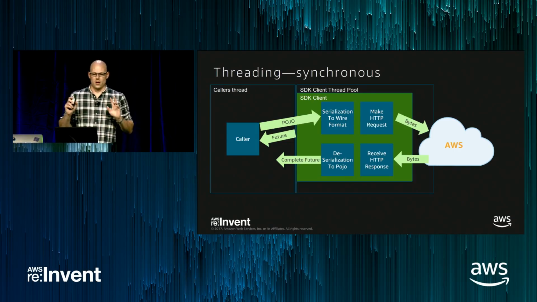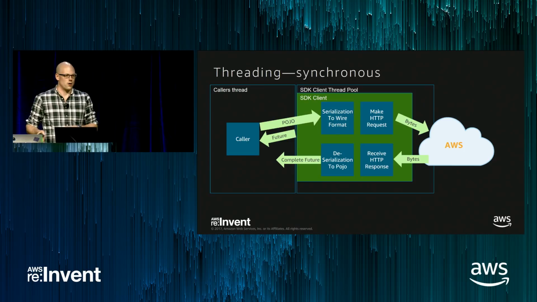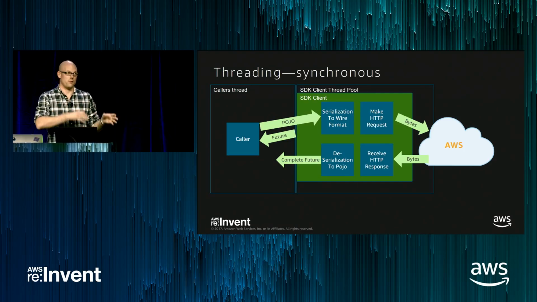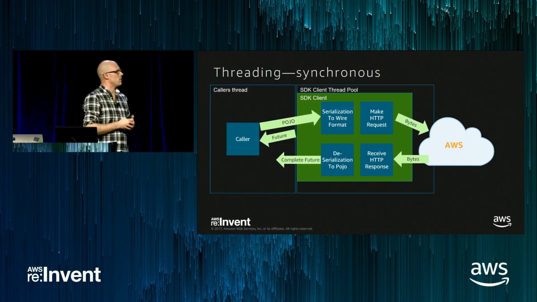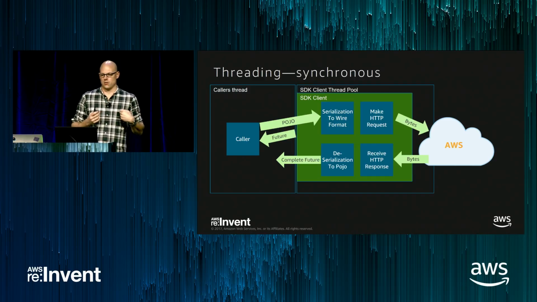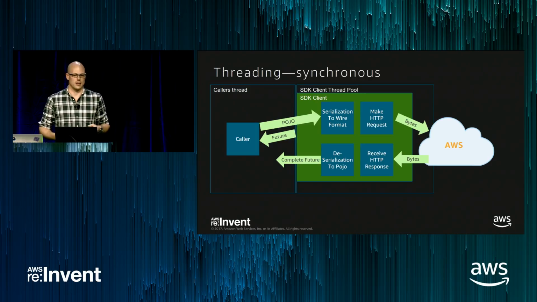So before we go on, I wanted to do a quick aside on how this has affected our threading model. In V1 of the SDK, in both synchronous and asynchronous clients, our thread model looks like this. The caller's thread in asynchronous land just throws the POJO over the wire, and then it's done until that request completes.